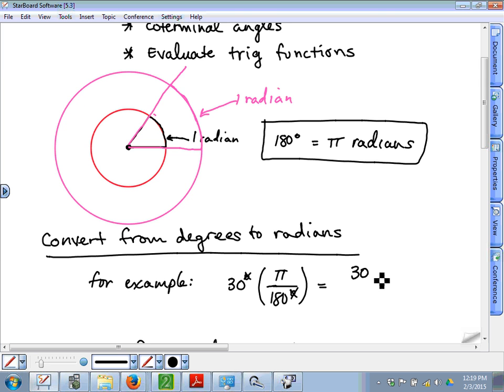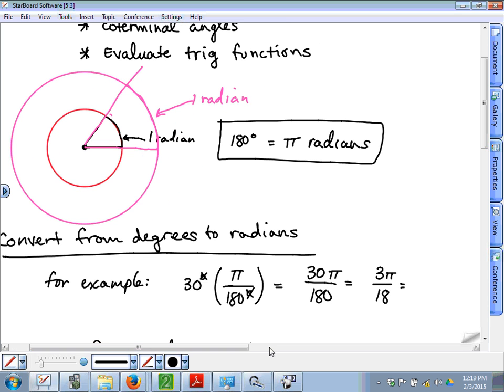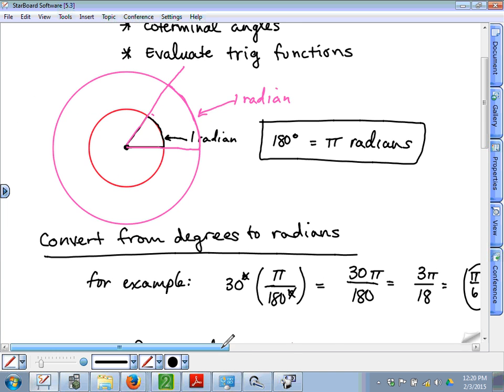The degrees are canceled. So this is equal to 30 pi over 180. And then you simplify the fraction into 3 pi over 18. And you continue to simplify. 3 over 18 is 1 over 6. So it's 1 pi, or just pi. You don't need 1 in front of it. Pi over 6. So if I asked you to graph a 30 degree angle, and then I asked you to graph pi over 6 radians of an angle, it's the exact same thing. They're the exact same angle. One is measured in degrees, one is measured in radians.